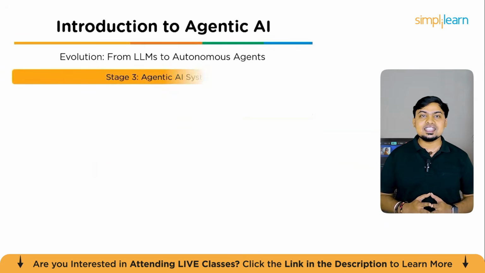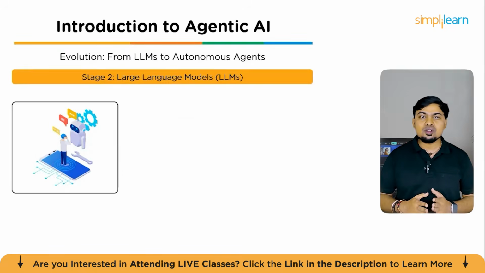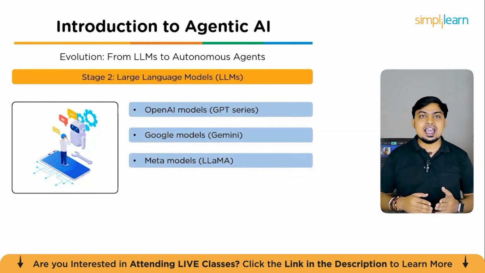Now, the second phase introduced large language models, often called LLMs, and these models brought major improvements in reasoning, conversation, and content generation. They allowed AI to interact in a much more natural way with humans. However, LLMs still had important limitations. They did not have persistent memory, they could not independently execute decisions, and their interaction with external tools was limited.